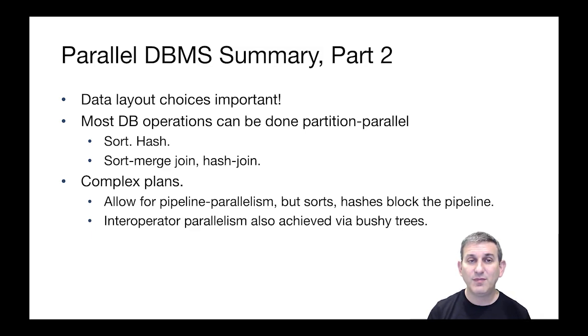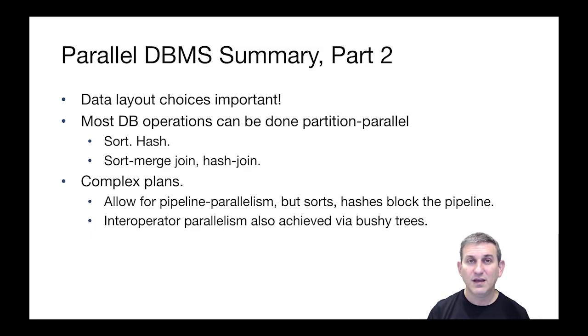We learned that most of the database operations that we've studied can be done to some degree partition parallel. Sorting is parallelizable, hashing is parallelizable by partitions. Even aggregation can be partitioned to a large degree. And of course, once you have sorting and hashing partitions, you can do sort merge join and hash join as we discussed.